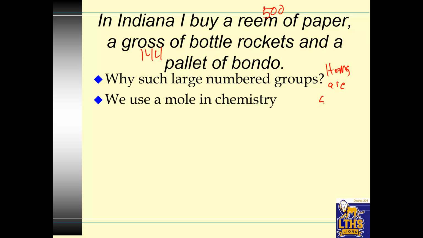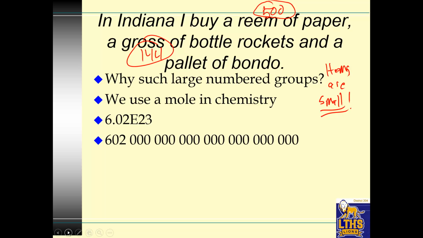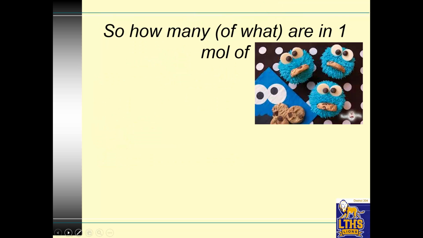are small. So if you recall that previously we talked about how small atoms, molecules, and formula units are. That meant our grouping should be really big. 500 is a big number. 144 is a big number. So we use a mole in chemistry, and a mole is 6.02 times 10 to the 23rd particles. Okay, adds a lot of zeros. Why do we use such a big number? Because particles are so small.